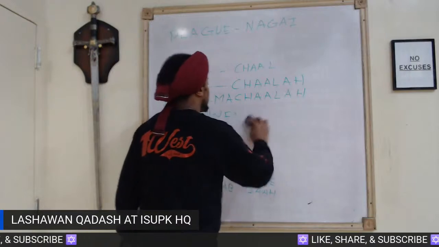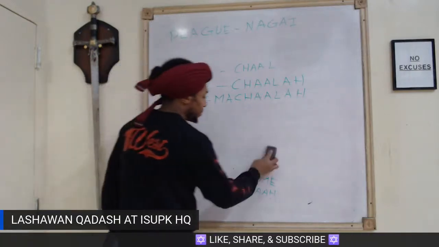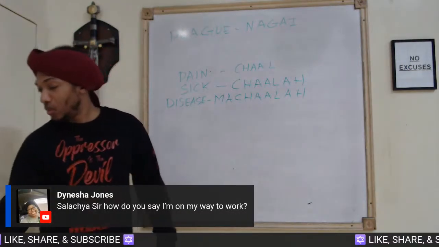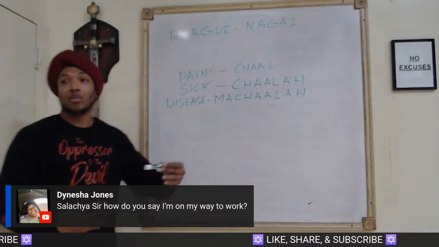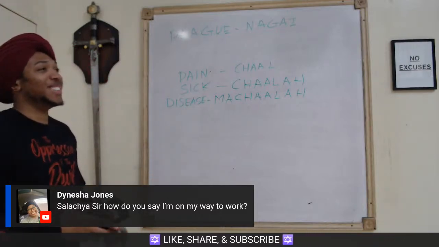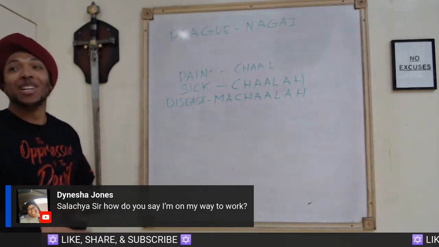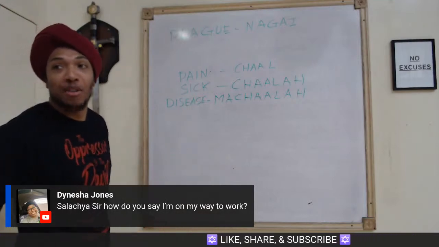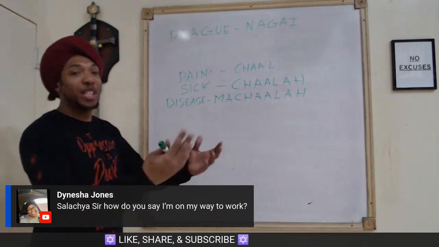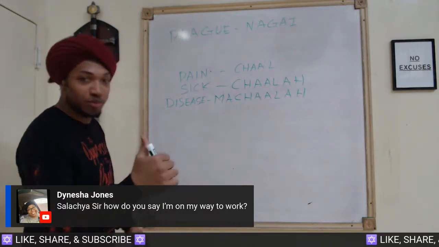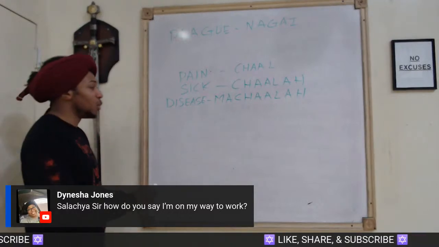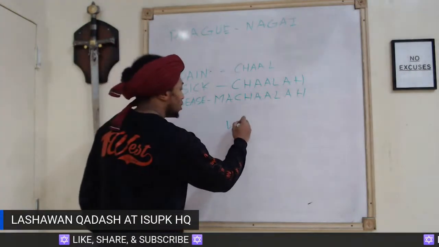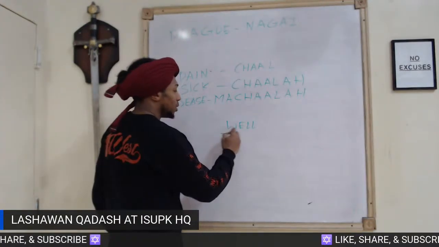And also, you have a question. Okay, what's the question? Alicia Jones said, Salakia, sir, how do you say I'm on my way to work? Very, very good. She's saying the absolutely perfect thing to say in the Hebrew class: how do I speak this thing? So that's tawab. That's very well done. We are well done. Well done. Tawab.